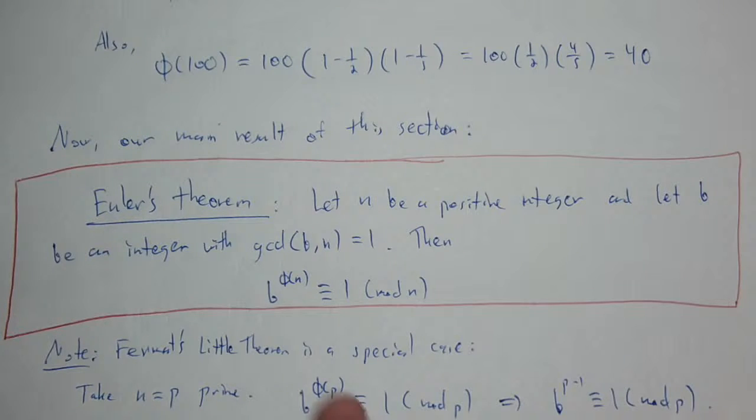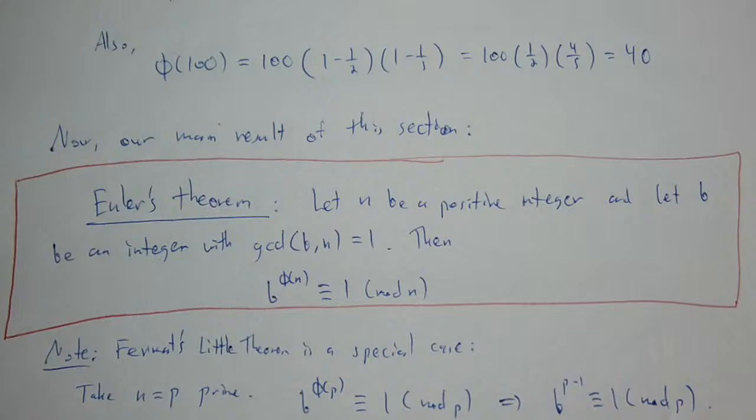But anyway, just reminding you, if n is a positive integer, b is an integer that's relatively prime to n, then b to the phi of n is congruent to 1 mod n, with phi of n, of course, being the Euler phi function of n. Okay, so we proved this yesterday.